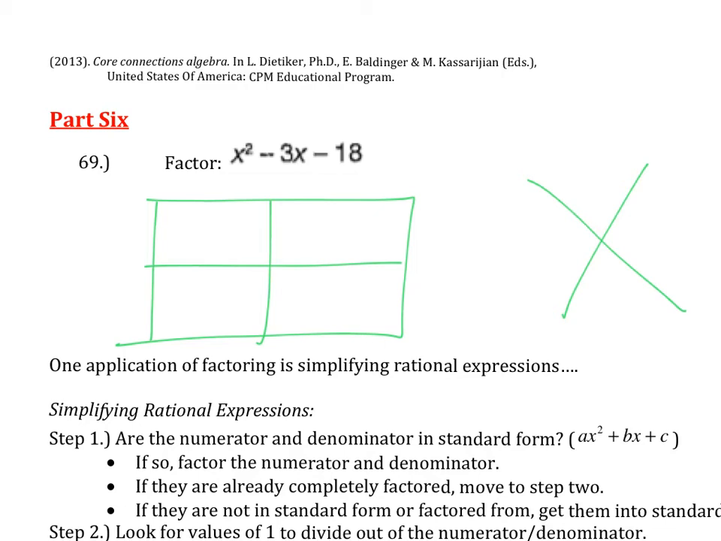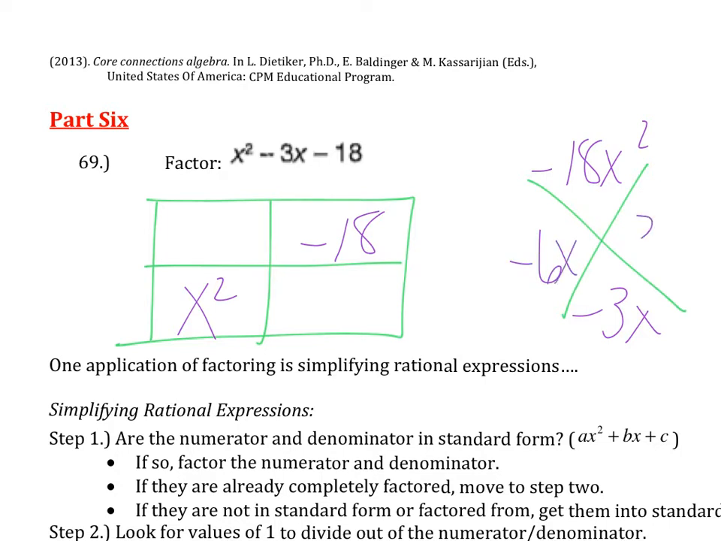In Chapter 8, Part 6, we are going to look at simplifying rational expressions. Prior to doing that, we're going to take a look at number 69, which says to factor x squared minus 3x minus 18. So we are going to set up the diamond and the rectangle, and we need two numbers that multiply to give us negative 18x squared, but add to give us negative 3x.